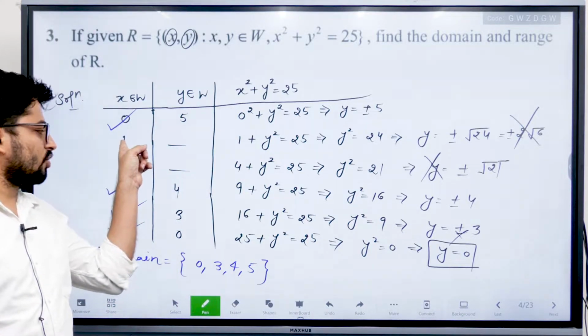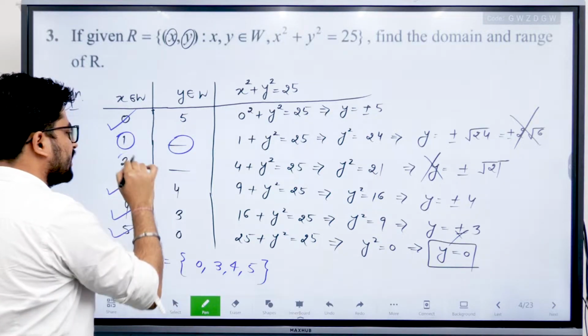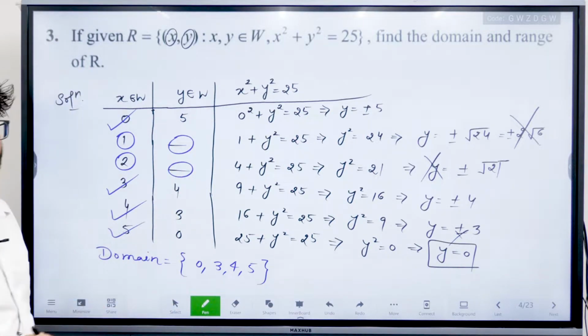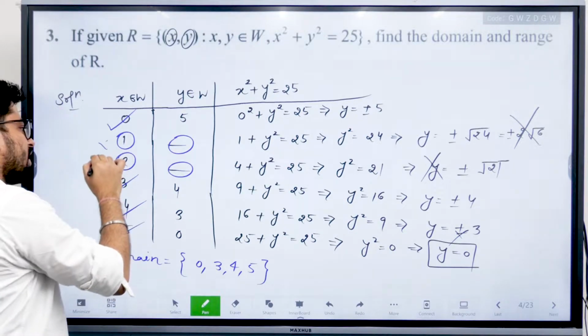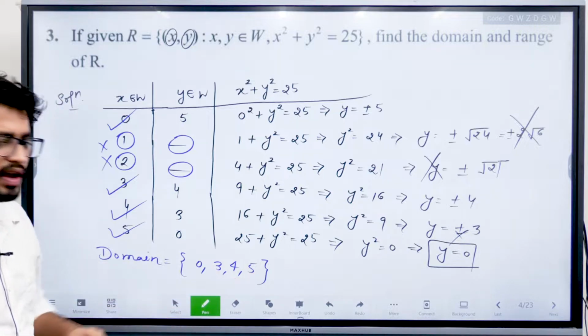Sir, why can we not include 1 and 2? Because for 1 and 2 you do not have any y here. So it means they are not part of your domain. So the domain is 0, 3, 4 and 5.